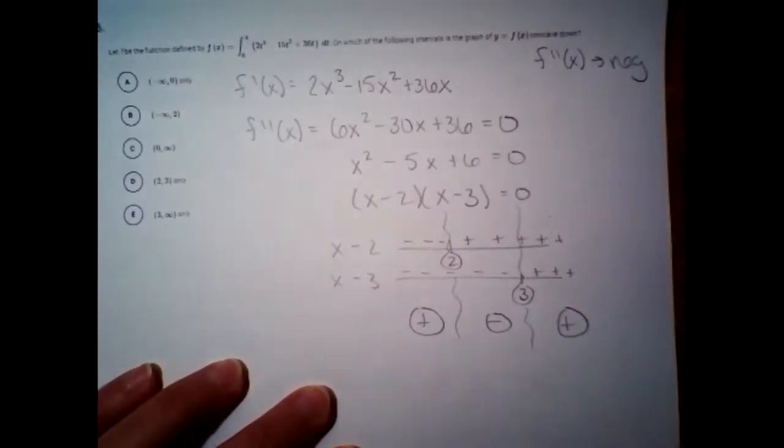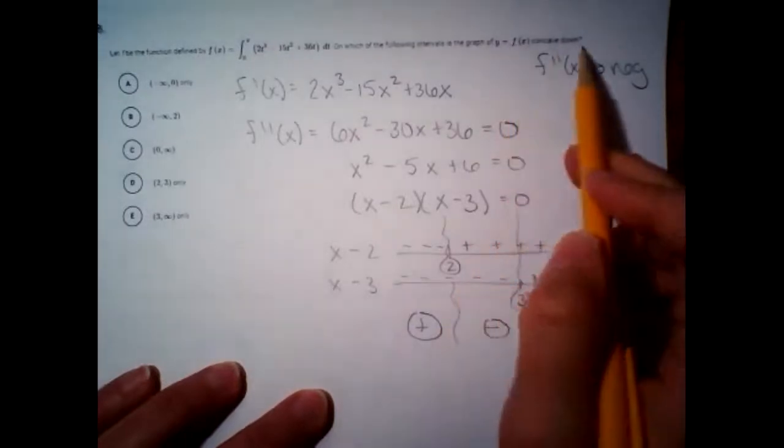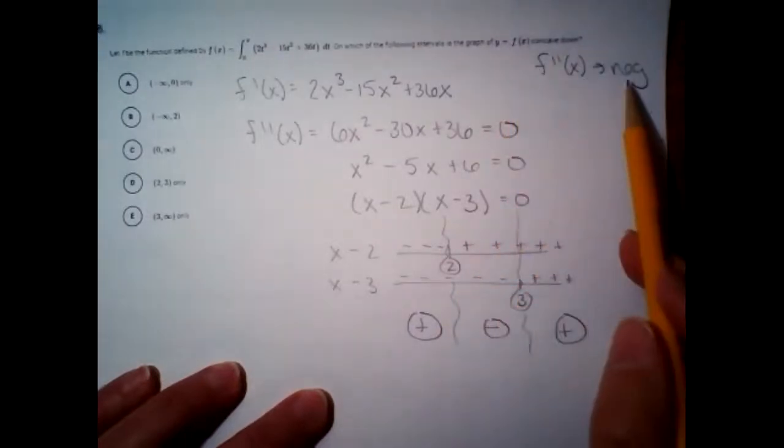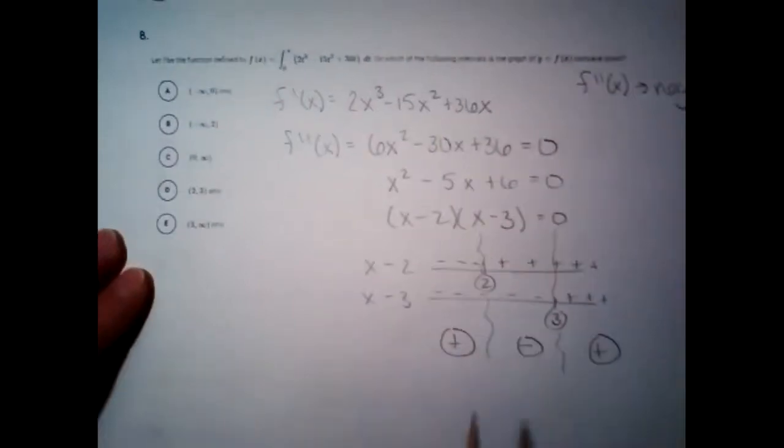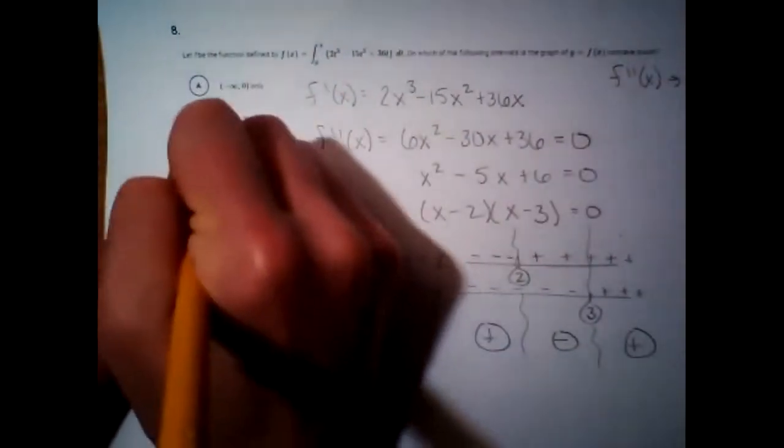At this point, I forgot what they were asking about. I knew it was concavity, but what was this? Concave down. All right, concave down, where the second derivative is negative, that's going to be between 2 and 3. And so that is D for that one.